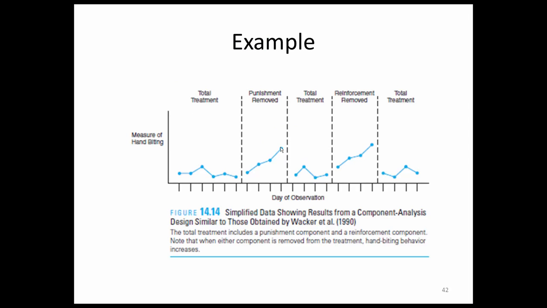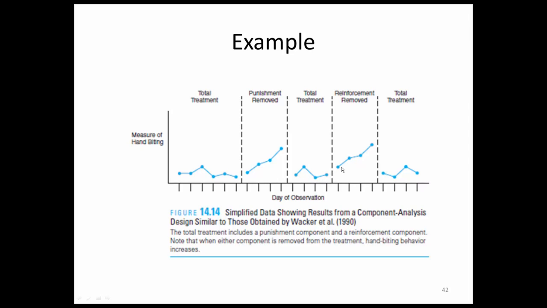So for example, here you have a baseline for a behavior. Then you start with your total treatment. Your total treatment includes punishment and reinforcement, and you see the behavior or the performance or the score is down. Then you remove your punishment and you only have reinforcement in this phase, and you see the score goes up. And then you go back to your total treatment and you see the score goes down.